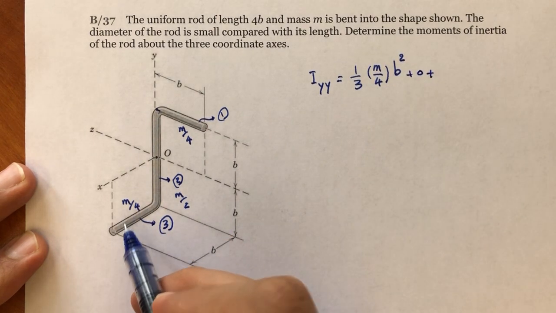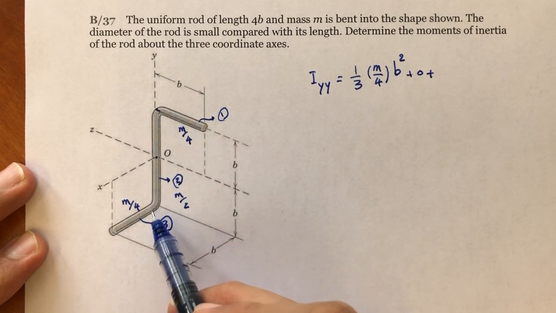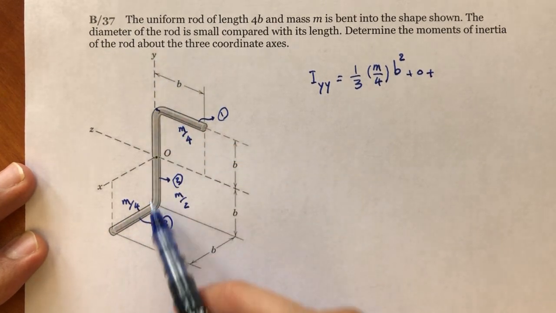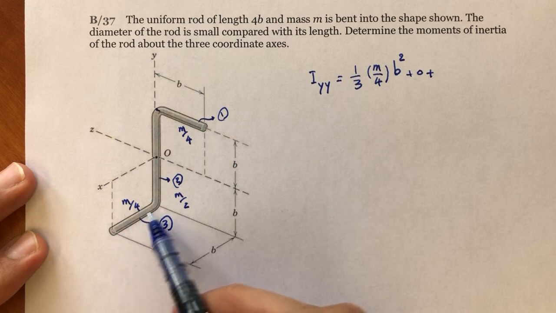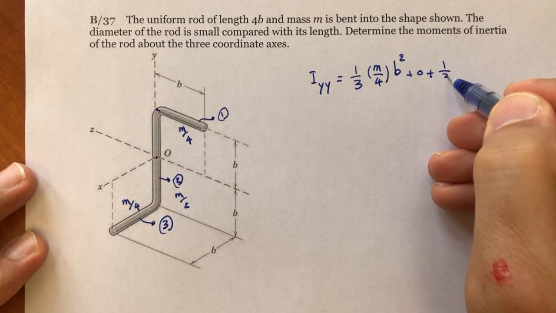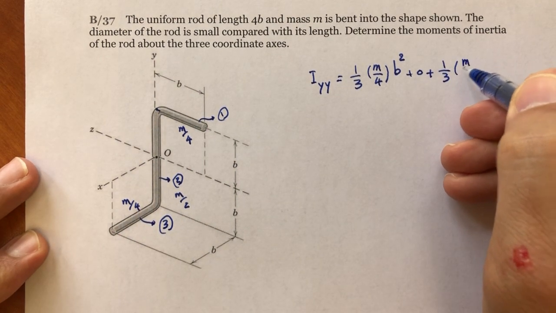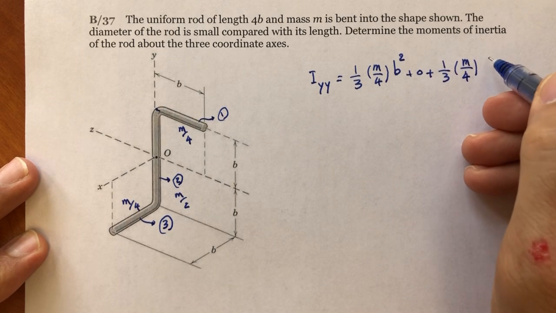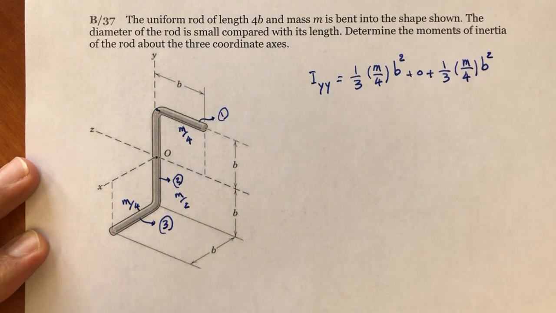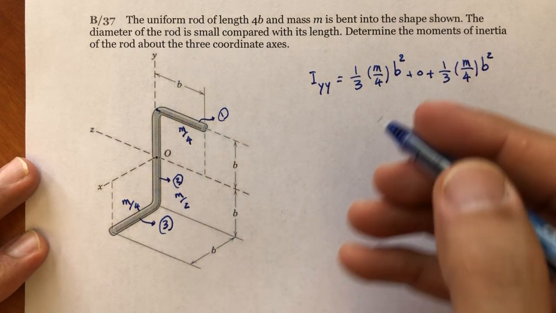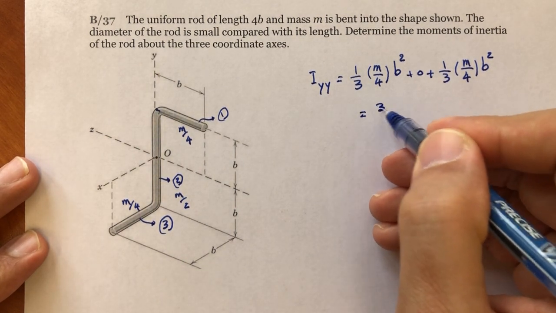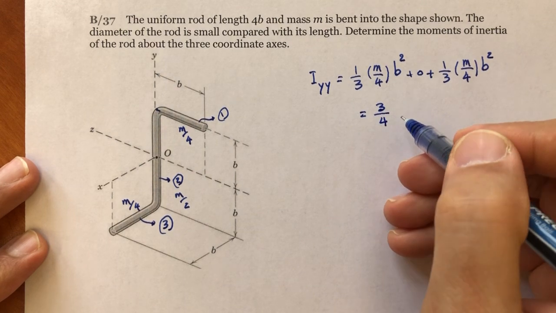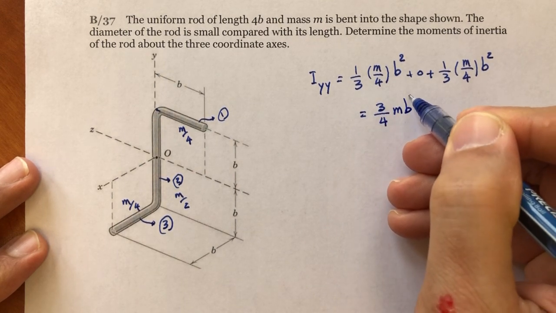And for the last part, it is similar to the first one. We have a rod perpendicular to the y-axis, and the y-axis is passing through one end of it. So the mass moment of inertia is 1/3 of its mass, which is m over 4, times length squared, b squared. If you add all of them together, it's going to be 3/4 of the mass times b squared.